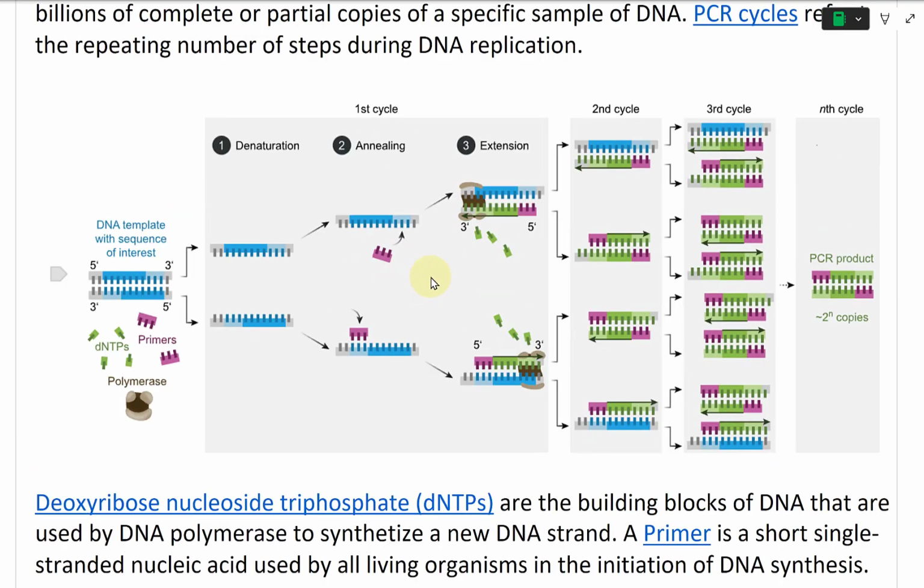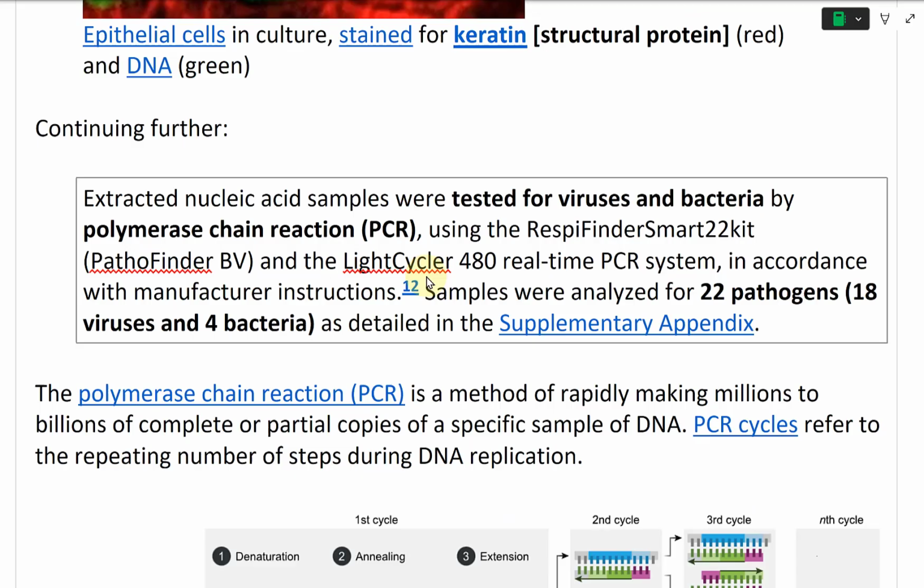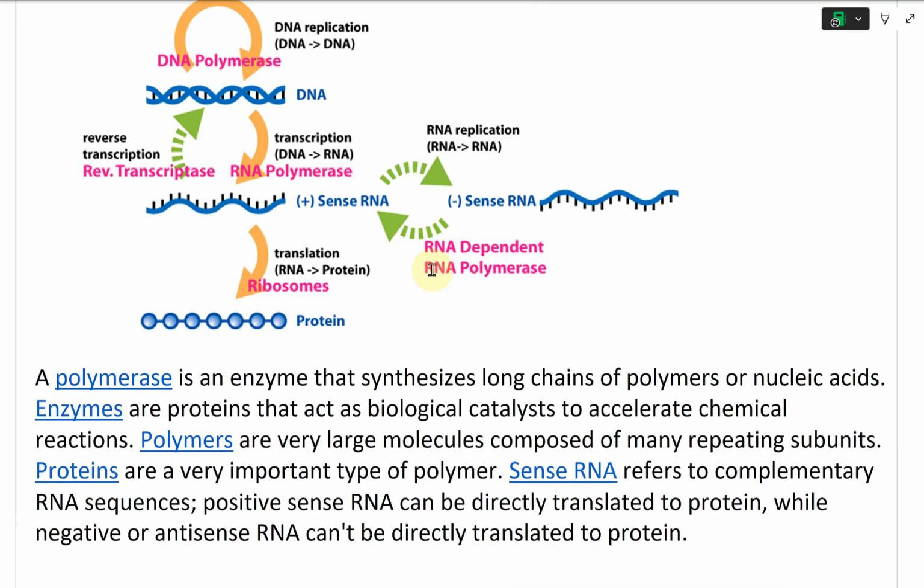Remember, these go from 2, 4. You go here 2, 4. Yeah, first cycle. This goes 1, then goes to 2, then to 4, then 8, 16, 32, 64, 128, etc. Anyways, continuing further, I'm just going to scroll all the way back up.